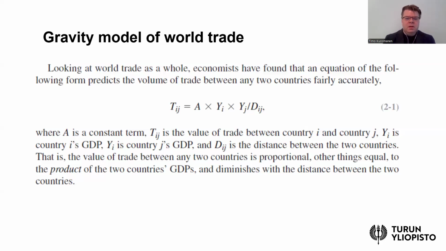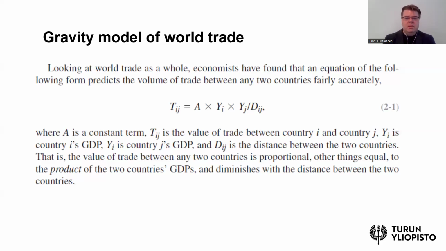In this equation 2.1, which is taken from the Krugman et al. textbook, on the left-hand side of the equation, we have the value of trade between countries I and J. The subscripts I and J refer to the countries. For example, I could be Finland and J could be Sweden. And T is the value of trade. On the right-hand side of the equation, we have some constant term A, which is not so important.